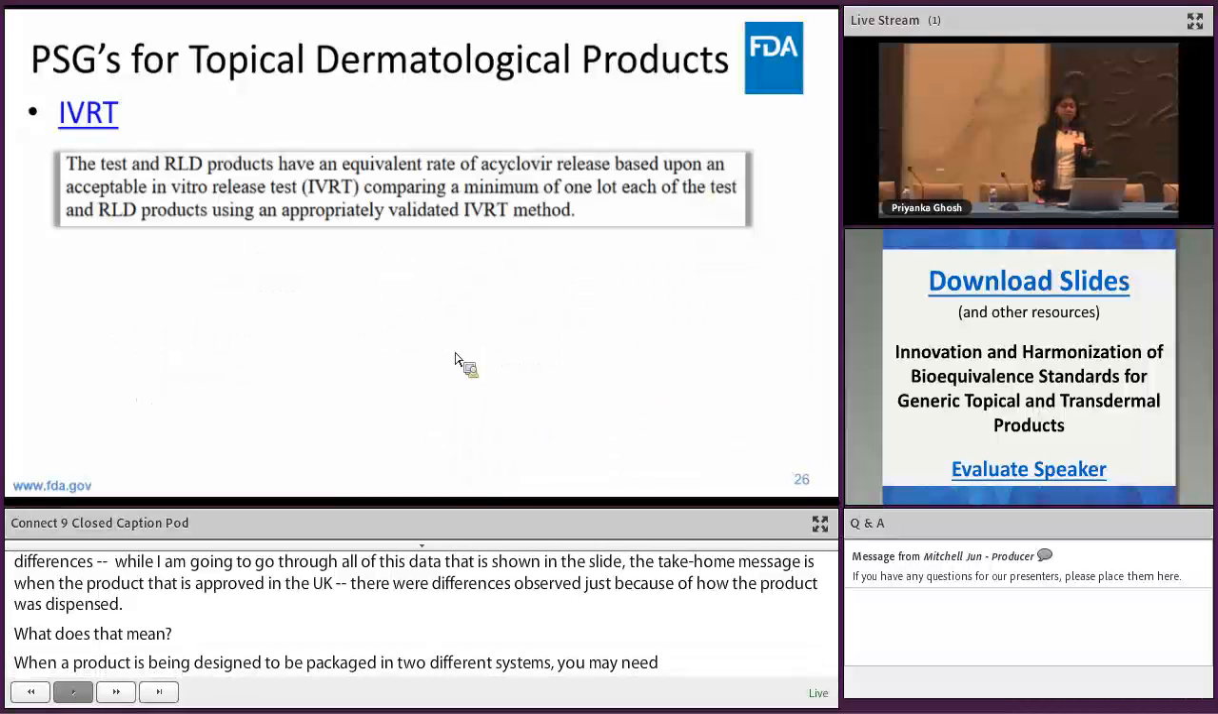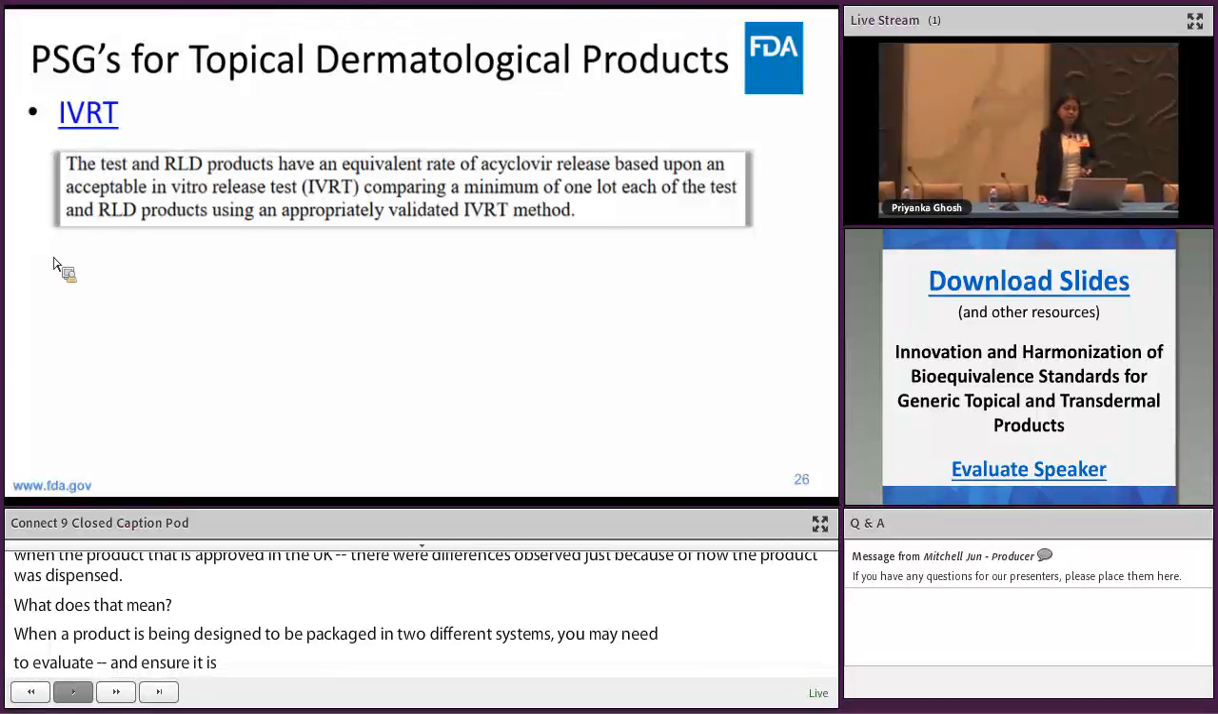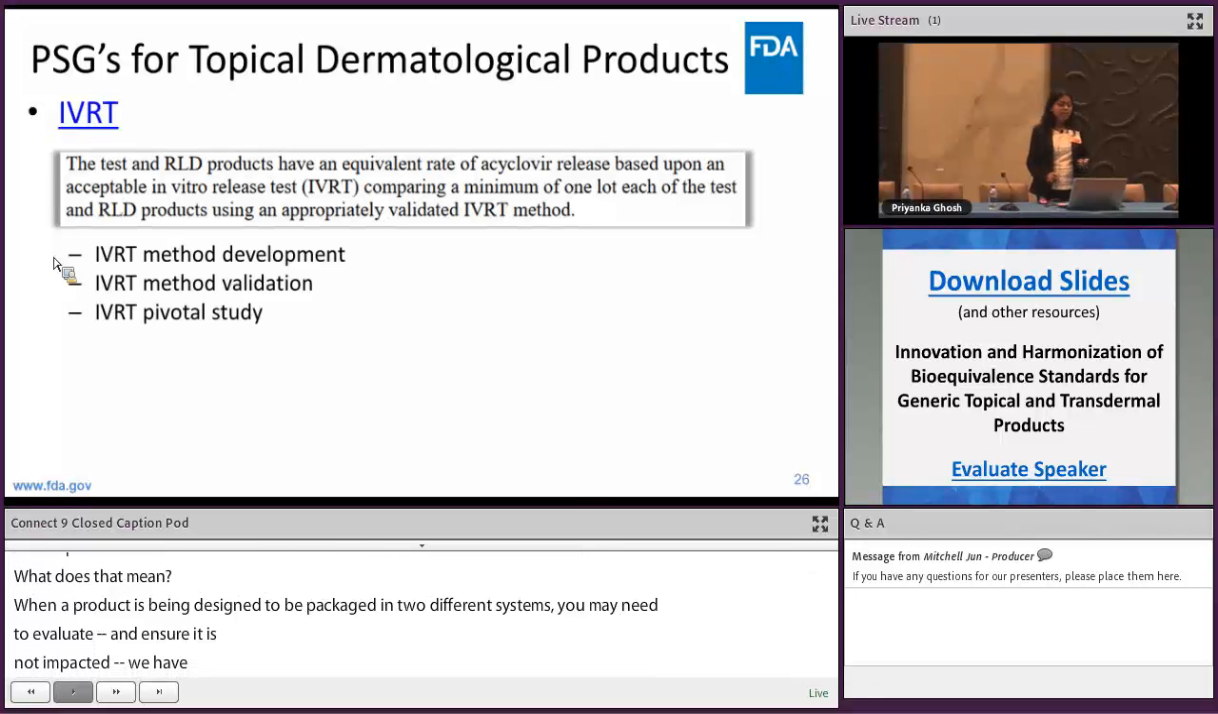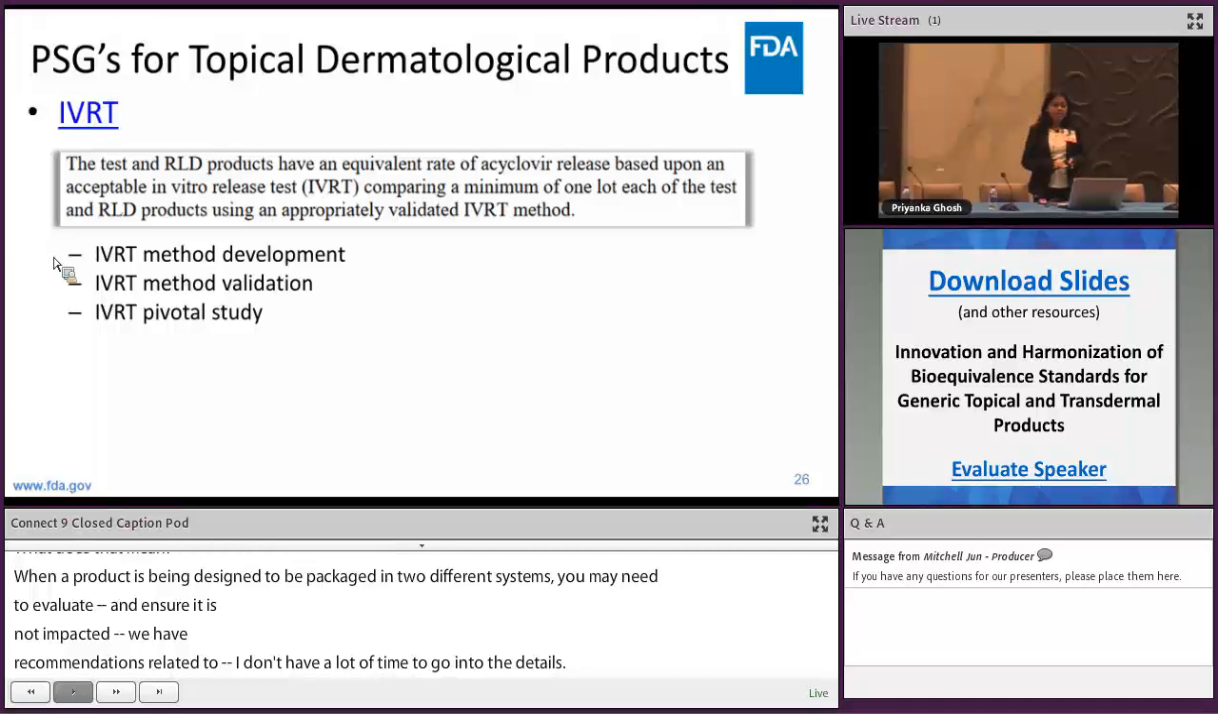Moving on now to IVRT. We have recommendations related to IVRT laid out within the acyclovir cream guidance, which is hyperlinked here. I don't have a lot of time to go into all the details, but what I would like to highlight here is the three components. There are three critical components of any IVRT method that is used to support an evaluation of BE.